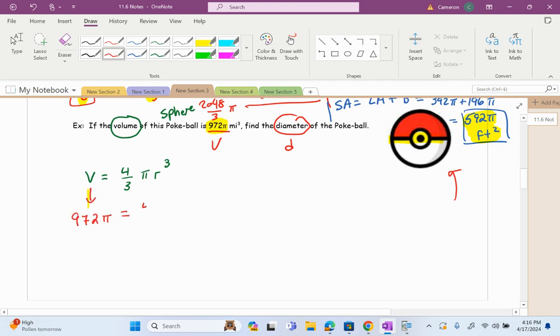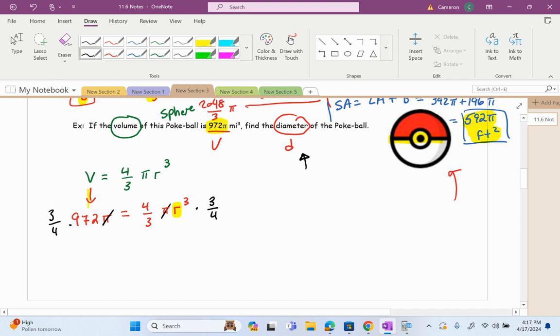And we're going to set that equal to 4/3 pi r cubed. Notice the only thing unknown in this equation is the radius. If I can solve for the radius, then I can just double it to get the diameter. So that's what I'm going to do. One thing I notice I can cancel on both sides is pi, if I divide both sides by pi. If I multiply both sides by the reciprocal, I can get rid of the fraction. So I'm going to multiply both sides by 3/4.